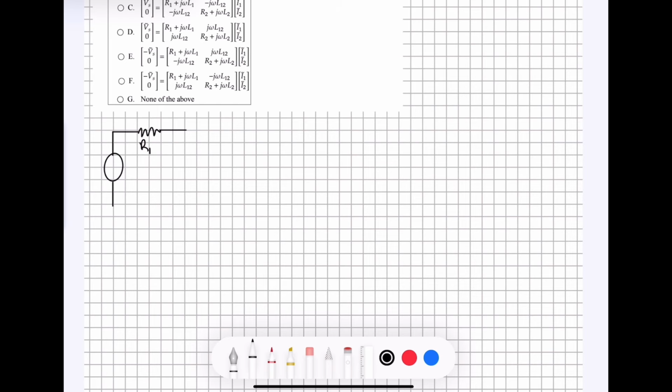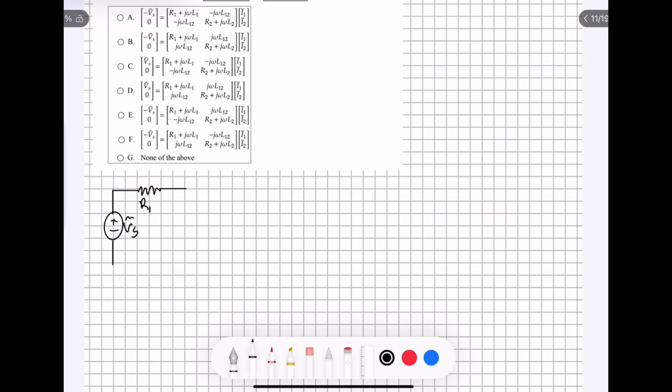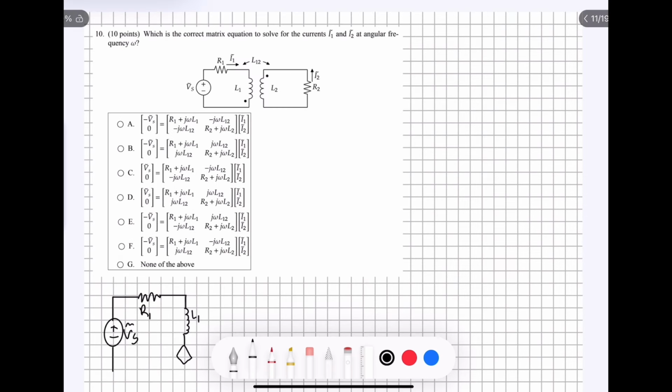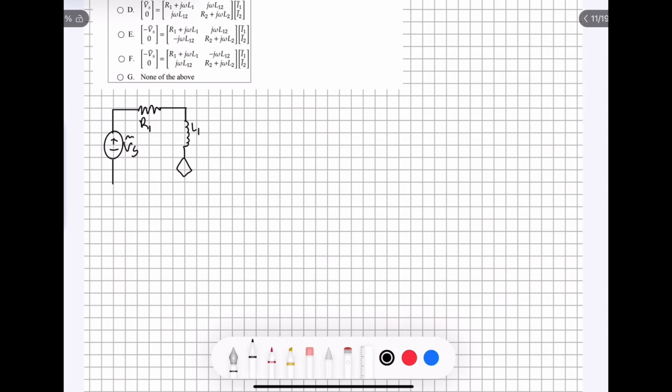This is R1 right here. This is, I believe, a voltage source with V tilde S. This is our first, let me leave a little bit more space here. Our first inductor goes right here, that's L1. And then we're also going to draw a dependent voltage source right here. Remember, because the dot was on the bottom, this dependent voltage source is going to look like this with the plus sign on the bottom, indicating the direction of the voltage source.